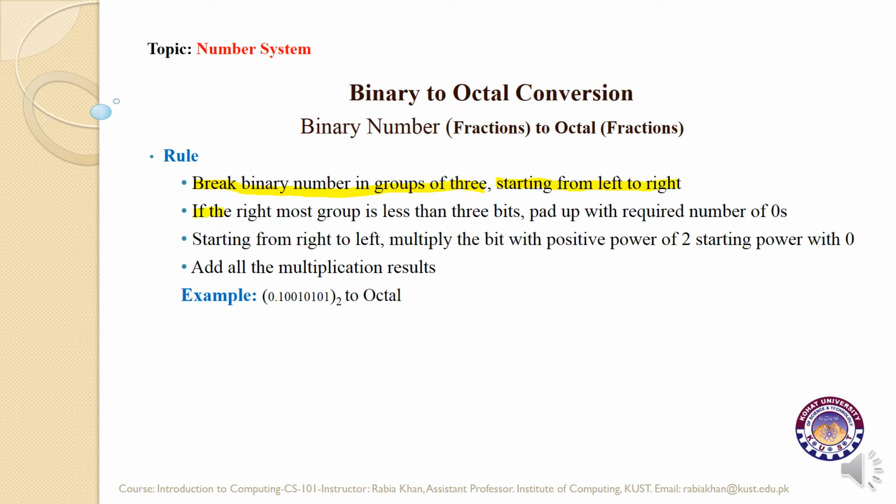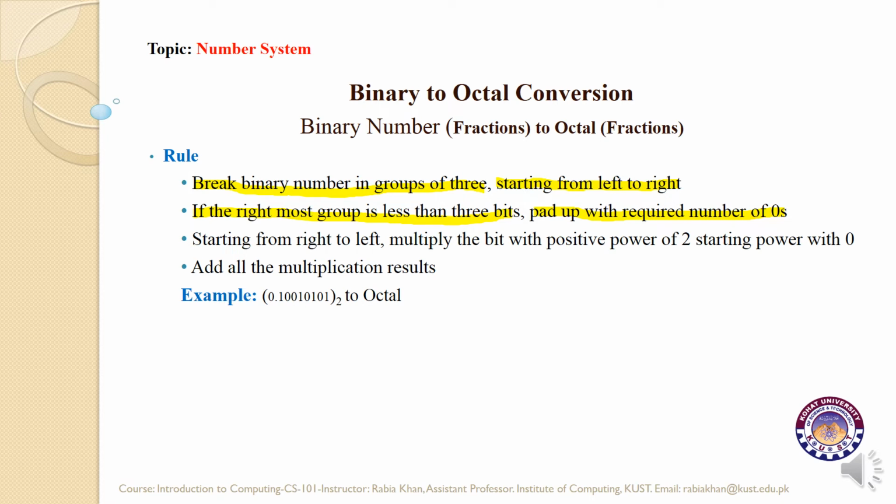Now here, if the rightmost group is less than 3 bits, then you can pad up the number with the required number of zeros. So if you are left out with one number or 2 numbers, you can complete the group of 3 by adding zeros to it.